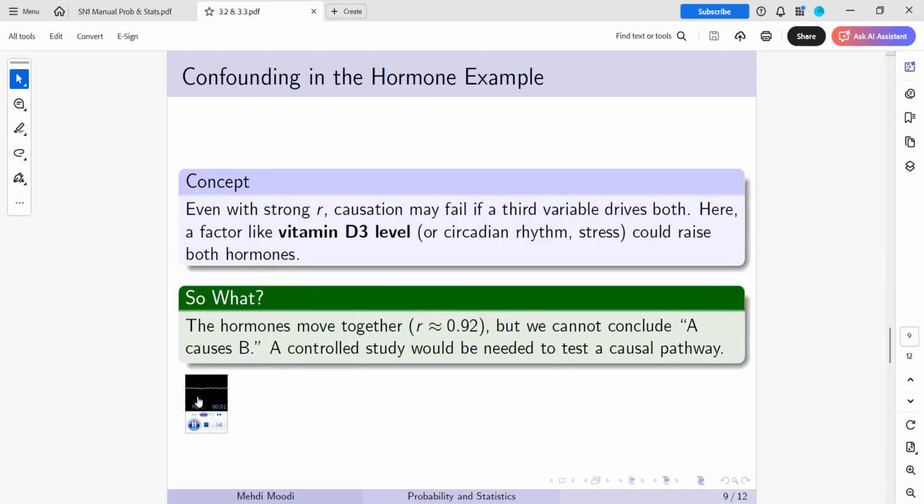Causation is not easy to prove. A strong correlation alone is not enough. We need well-designed studies to rule out confounding and bias. Experiments with control groups and random assignment give the strongest evidence, while observational studies are more limited. That's why in statistics we always ask not just whether two things move together, but whether one truly influences the other.